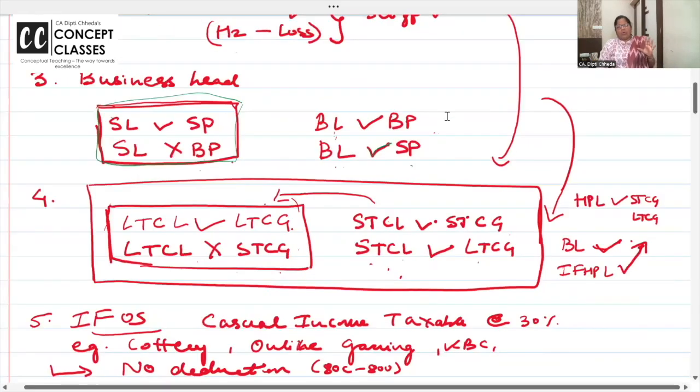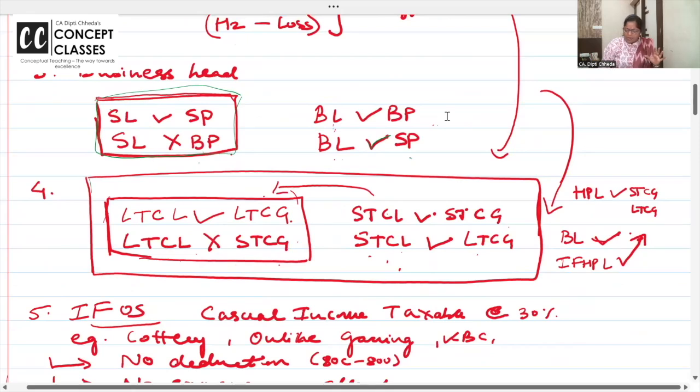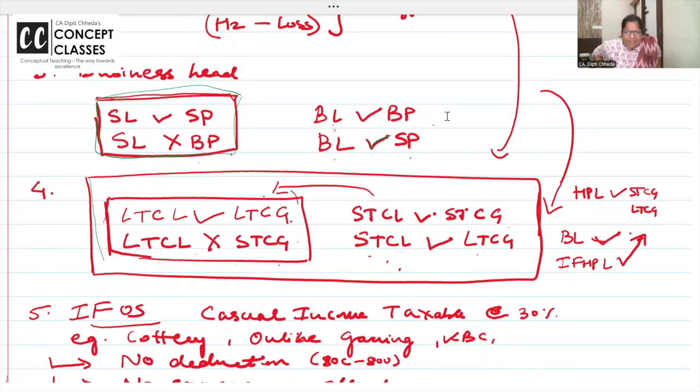Now coming to long-term capital gain. Can you see a box? The capital gain chapter is the most narrow-minded, rigid. They don't come out of their house. Who is staying in the capital gain house? Short-term capital gain and long-term capital gain.